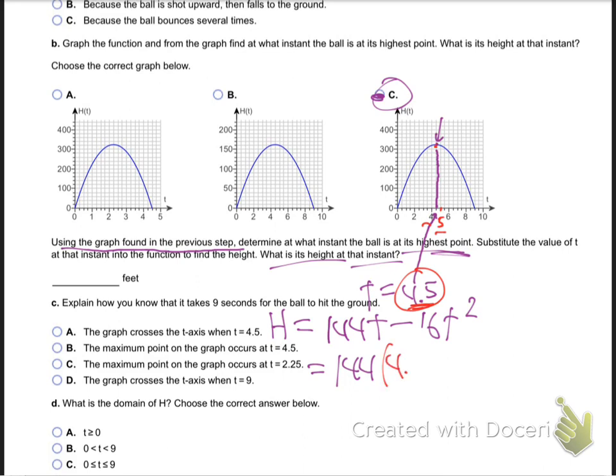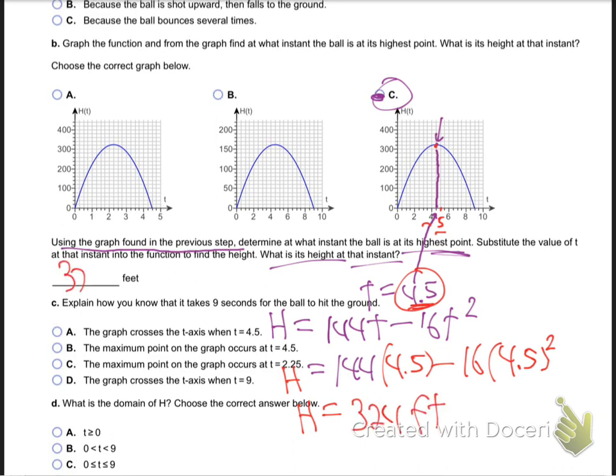If I plug in 4.5 for t, hit the buttons on the calculator, the height will come out to be 324. 324 feet high. That's the highest the ball gets. The cannonball gets up to 324 feet. That looks right. It's a little over 300 on the graph, so that's right.